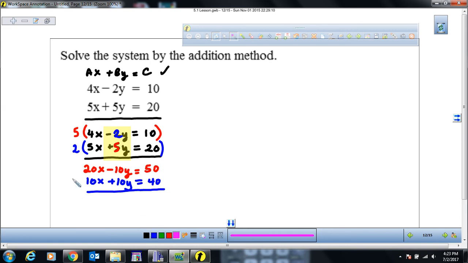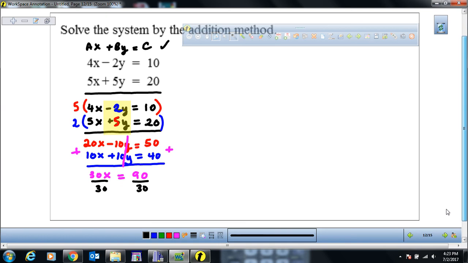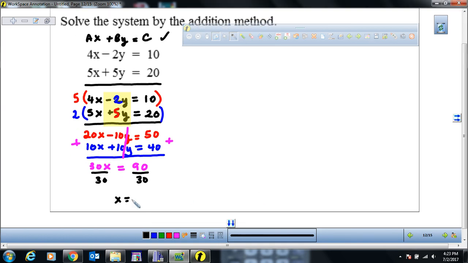Then we need to add these two equations. That gives me a 30x, the y's cancel, equals 90. And if I want to leave the x by itself, I divide both sides by 30, and that gives me my solution for x, so x is equal to 3.